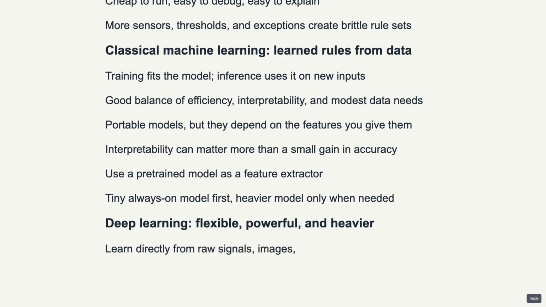When the data is messy or highly structured, deep models can discover patterns that hand-coded logic misses. That is why they become attractive for images, variable sound, and other inputs where the shape of the signal matters.